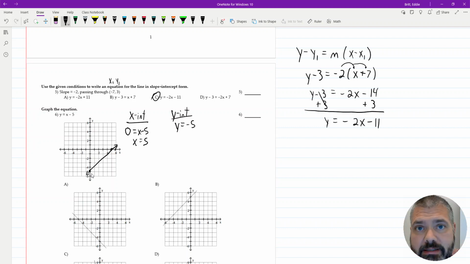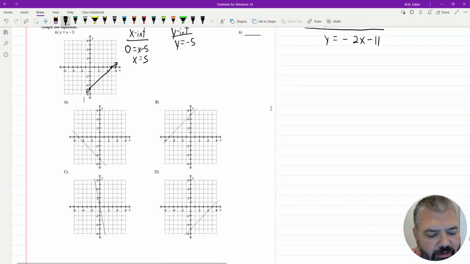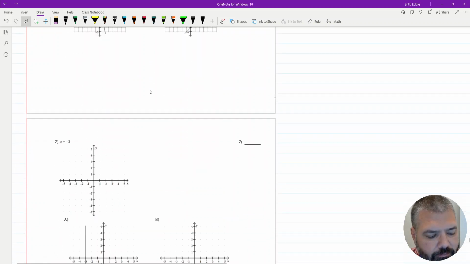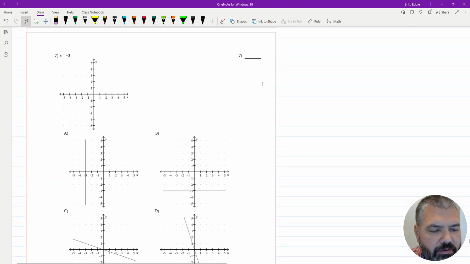Again, you can make a table. You can first put your y-intercept and then use the slope. You can do that all kind of ways, but that's the way that I like to do it. All right, so if we look at our choices, there's only one choice that looks like that, right? And that's D.